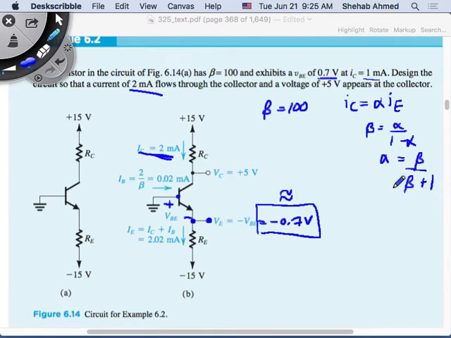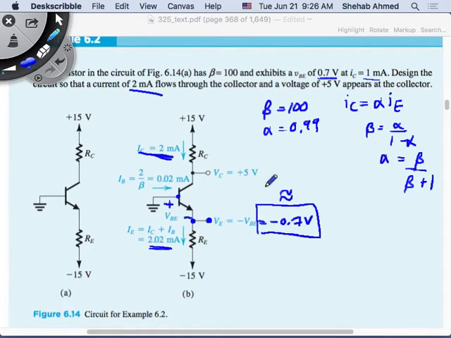This is summarized in table 6.2 on page 367 of this textbook. So we know these relationships between alpha and beta, which means I can calculate alpha. We know that when beta is 100, alpha is 0.99. So the collector current is 2 milliamps, which means that the emitter current is 2 milliamps divided by alpha 0.99, so it's a little bit more than 2 milliamps, and they calculated it as 2.02 milliamps, right?